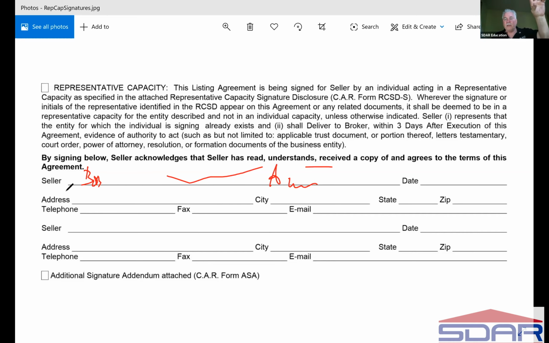So we want to make sure that the name of the trust is here. And if you did it right, on page 1 of the RLA, where it says seller, it'll say the name of the entity. And then Ann later on signs the representative capacity signature disclosure that says, I, Ann, am authorized to sign on behalf of the Bob Trust. So everywhere you see me sign Ann, when they sign it, it's going to say Bob Trust, but then it's going to say Ann is signing it. That's what it's going to say. Okay, all right, everybody good?